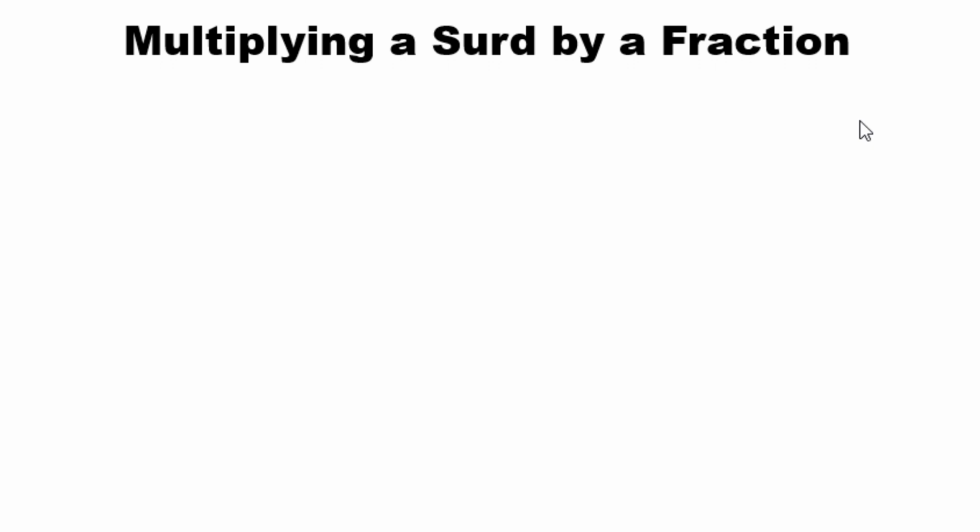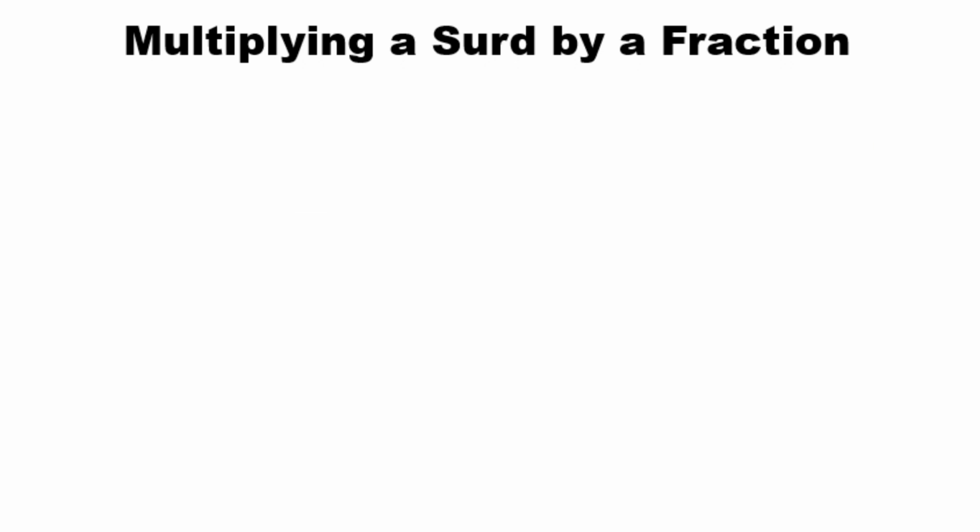In today's lesson, we are going to look at multiplying a surd by a fraction. First of all, anytime a surd is being multiplied by a fraction, it is important to express the given surd in its simplest form and then multiply it by the given fraction. We can also look out for common fractions and cross them out.